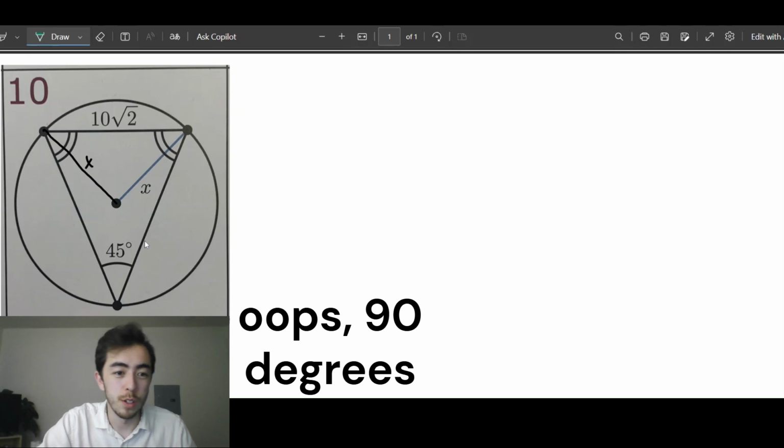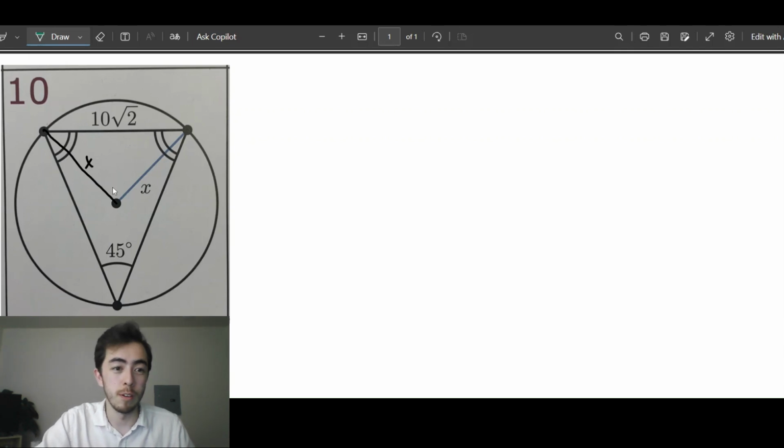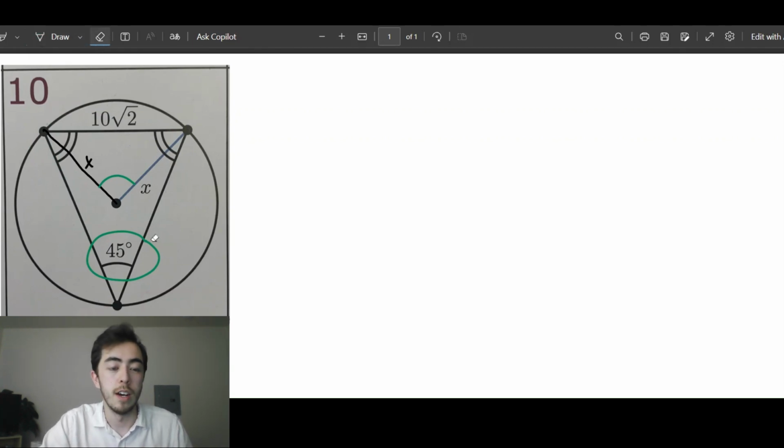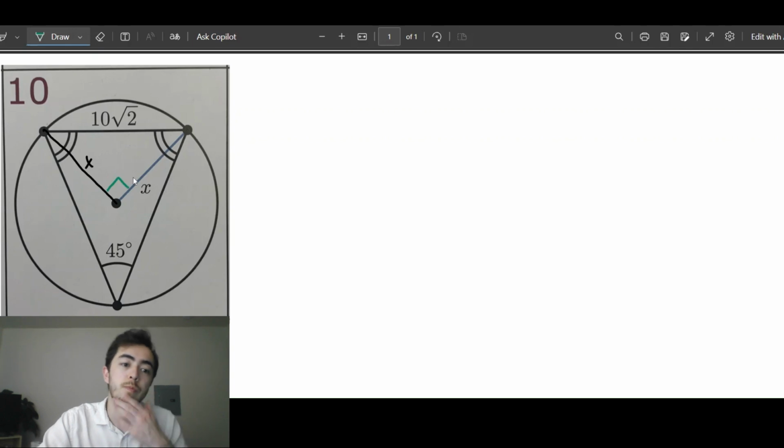Well, first off, we could use something called the central angle theorem. Anytime you have an inscribed angle that joins at 2 points, and those 2 points then make a central angle, there's always this relationship that the central angle is double that of the inscribed angle. And so that shows that we have a 90-degree angle here.